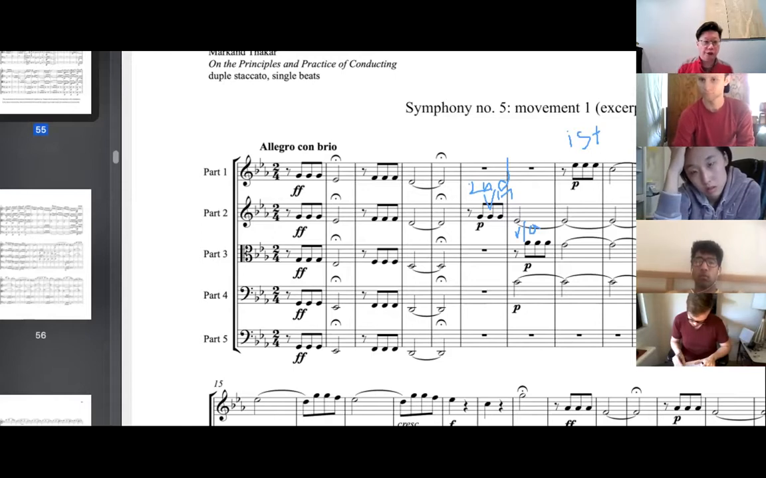So in fact, for the sustain, you have to do the slow upbeat.